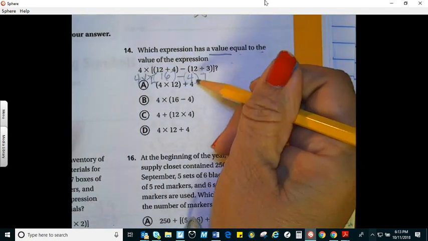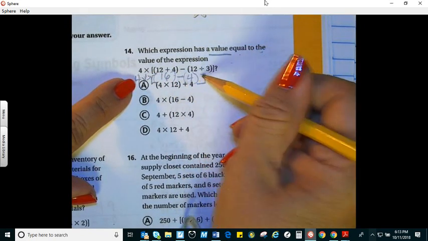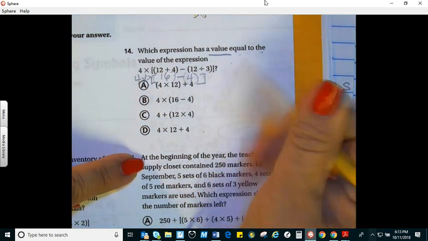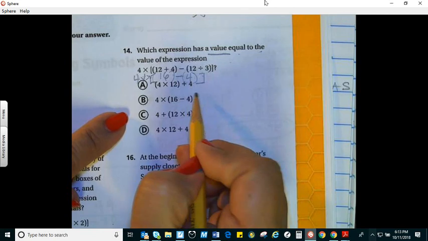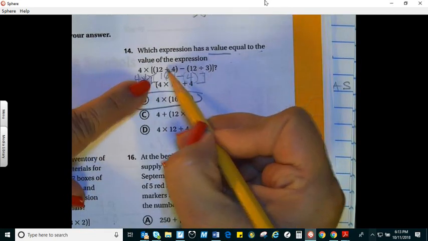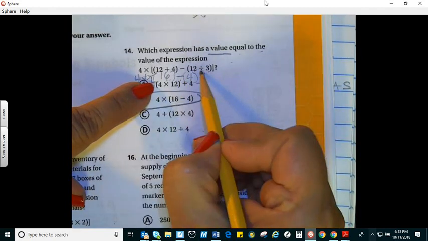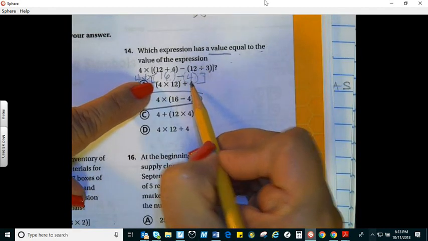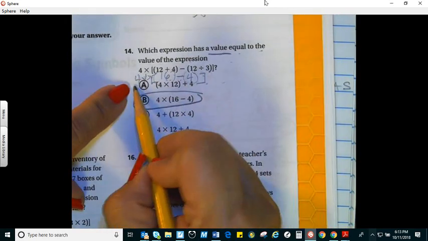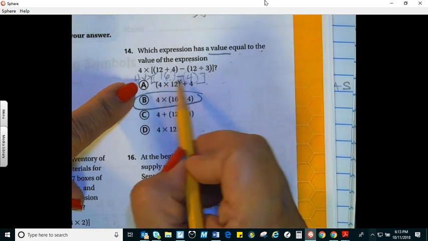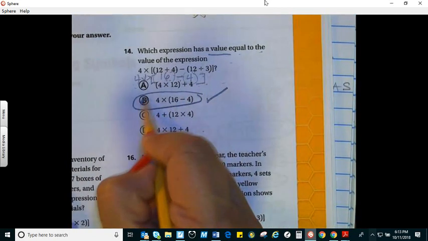So which one is it? I have 4 times 16 minus 4. Which one would be? Because it only did a part of it. So yeah, it's going to be B. Look at this. Isn't this what we came up with? 12 plus 4 is 16 minus 12 divided by 3 equals 4 in that parentheses. So we have in our brackets, I have 4 times 16 minus 4. So the answer is B.